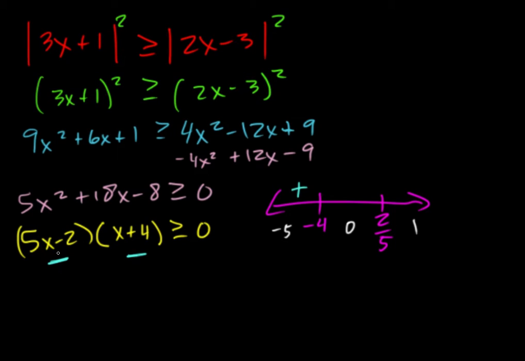If I plug in a 0, that's negative. Plug in a 0, that's positive. Negative times positive is negative. If I plug in a 1, that's definitely positive. Plug in a 1, that's positive. Positive times positive is positive.